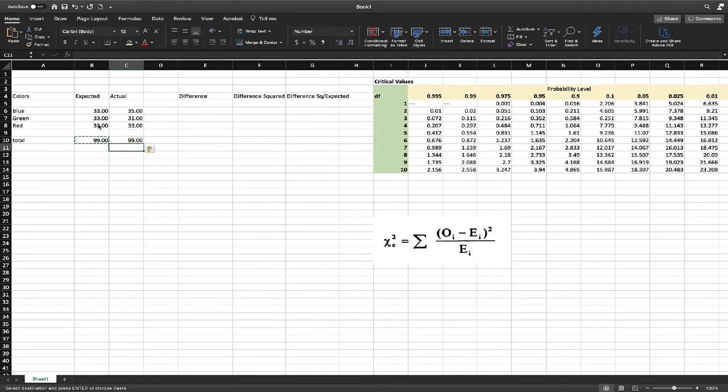Let's do this so we can play around with the numbers in a minute. Okay, so we expected even distribution. We got something that's a little bit different. First step in the chi-squared is calculate the difference. That's the observed minus the expected. So in that case, we say equal observed is actual, which is C6, minus the expected, which is B6. We have a difference of 2. Great thing about Excel, just copy these down. So our first one, we have 2 more than we expected. Our second one, the greens, we have 2 less than expected. And our reds, we got exactly what we had expected.